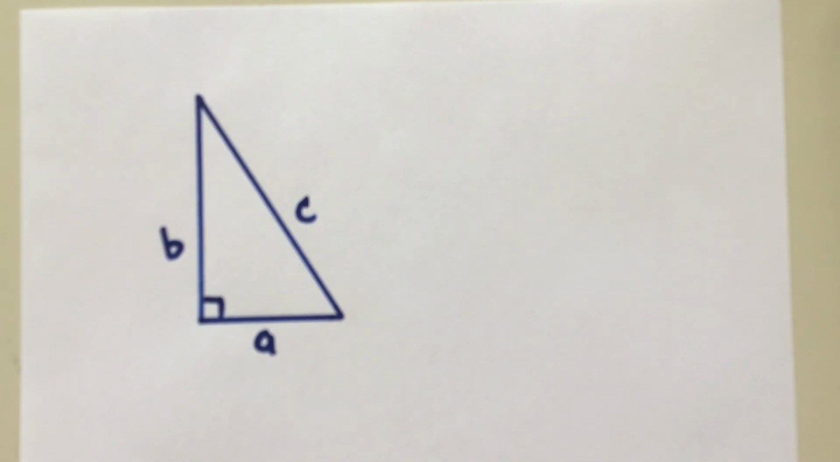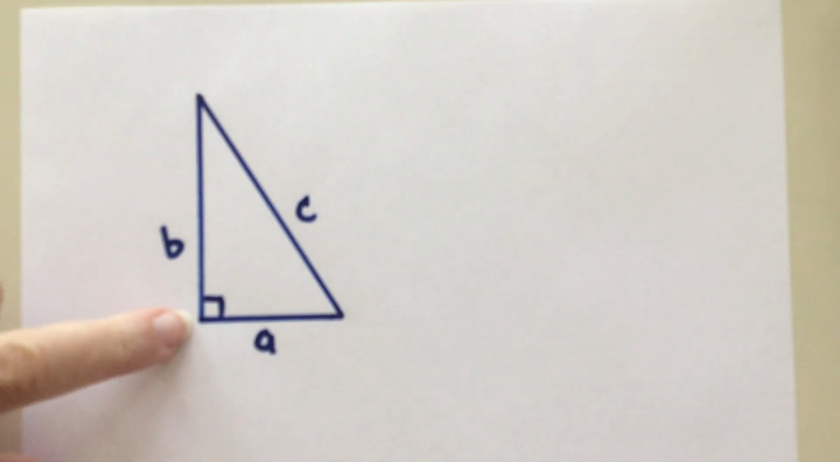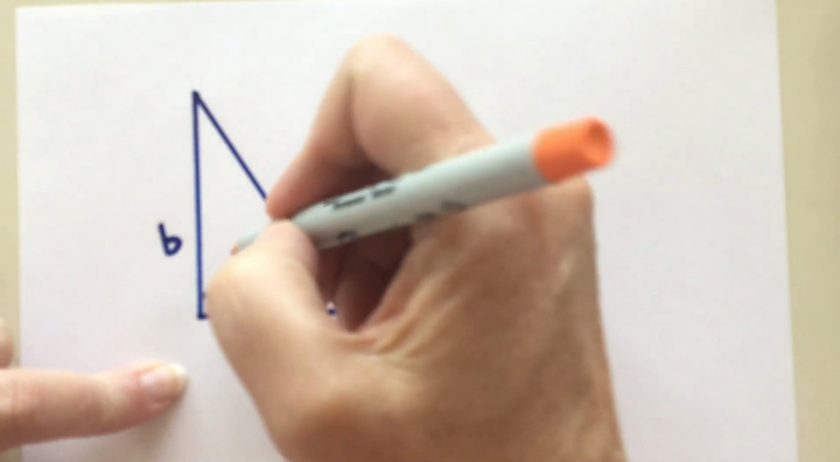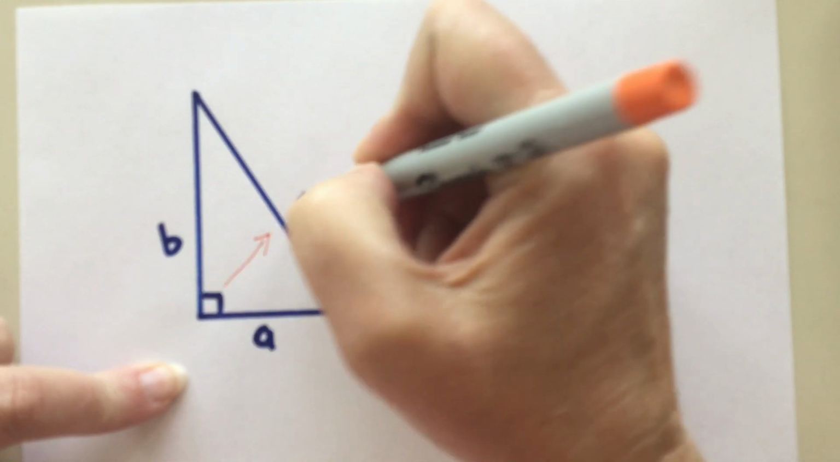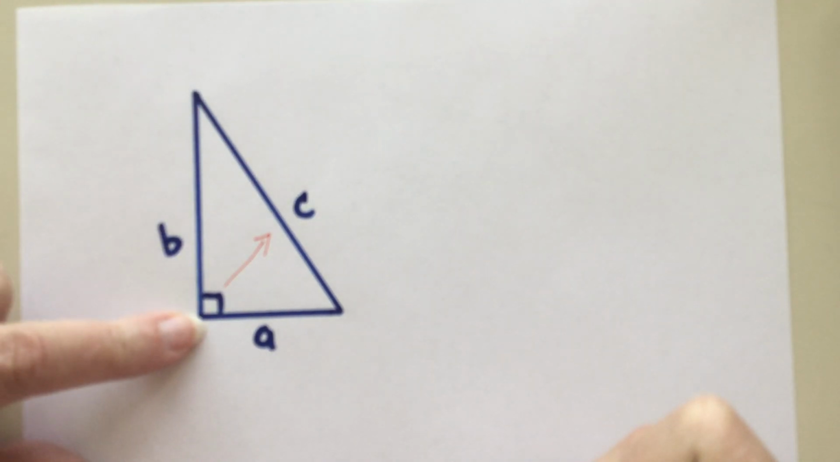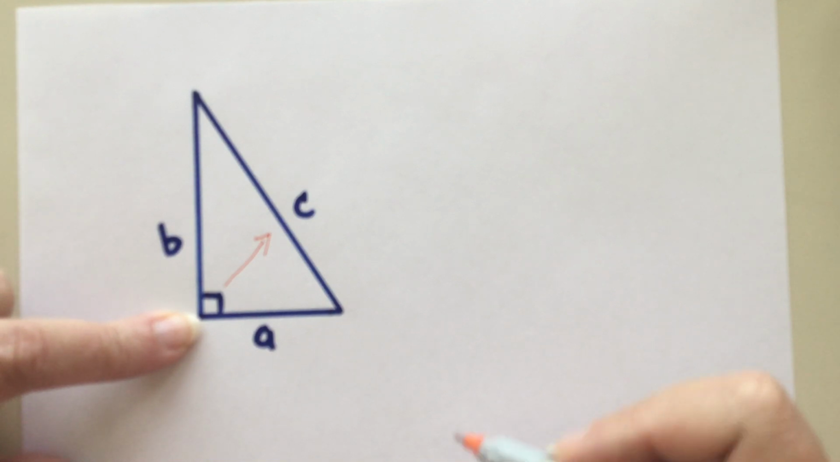So remember the Pythagorean theorem? The Pythagorean theorem says when you've got a right triangle, the two legs, those are the two sides that go together to make the 90-degree angle. When you square those and add them together, they're going to equal the hypotenuse squared. The hypotenuse is always the side that's straight across from the right angle.